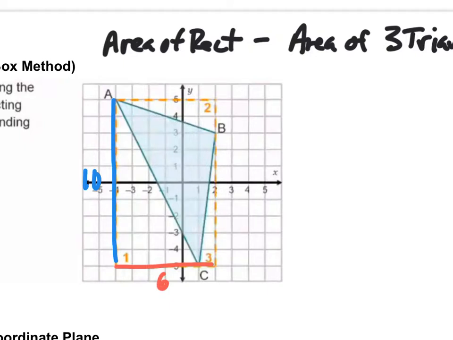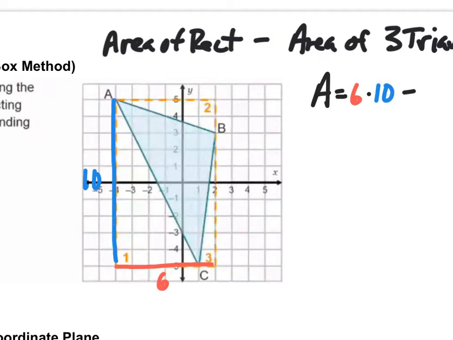So I'm going to do the area of the rectangle. Let me do it up here. Let me do 6 times 10, because that's going to give me the area of the entire rectangle. And then we're going to subtract off the individual areas of each of these triangles.